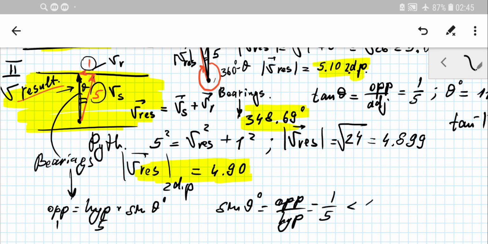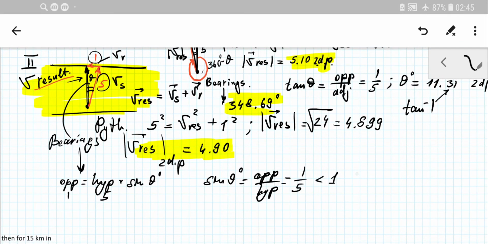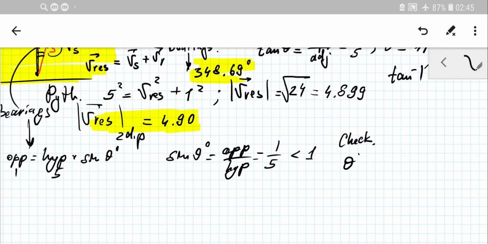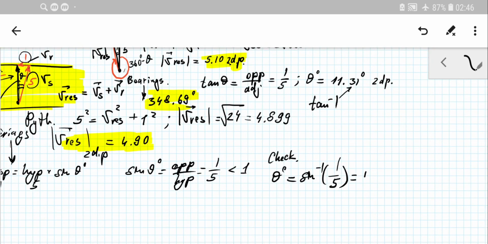And actually it's correct because the sine should be less than 1. Tangent doesn't necessarily need to be less than 1. Okay, but in this case it's correct. So that was our check. And now we're just going to use again the inverse function for theta, sine minus 1 of the value 0.2. Let's go to the calculator. So second row of operations, sine minus 1 of 0.2, and we've got 11.54 degrees to 2 decimal places.